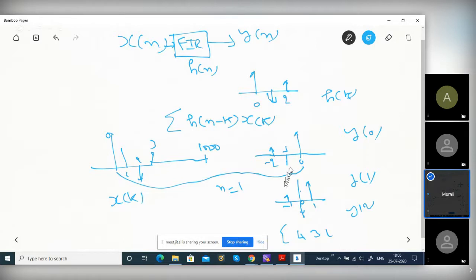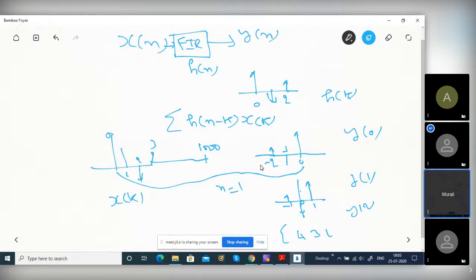I told you a formula, and I'm just giving a graphical interpretation of it. You flip one of them; you can flip x of k also. But why do we flip h of n minus k? Why are we not flipping x of k? I told you either flipping is fine, but why do we do it this way? Any idea?